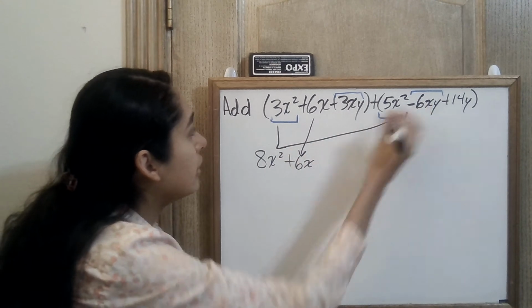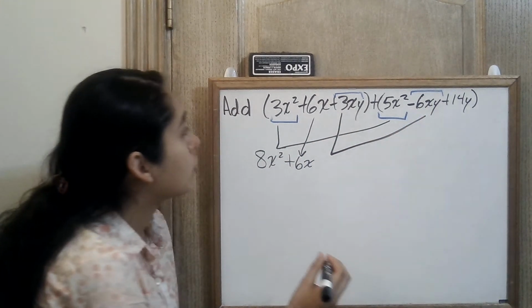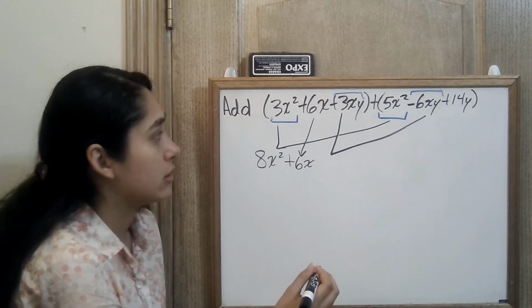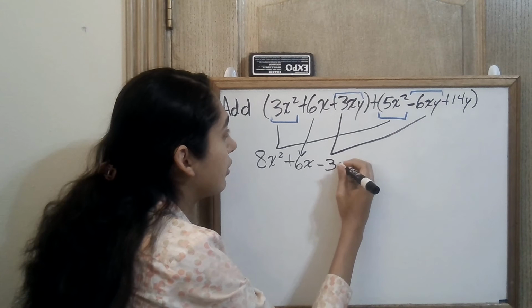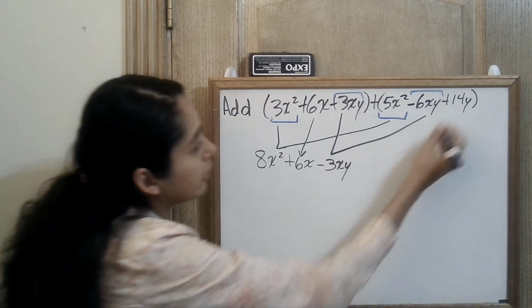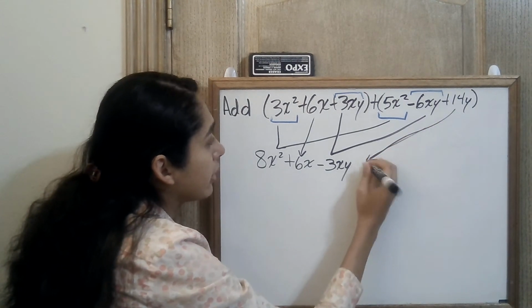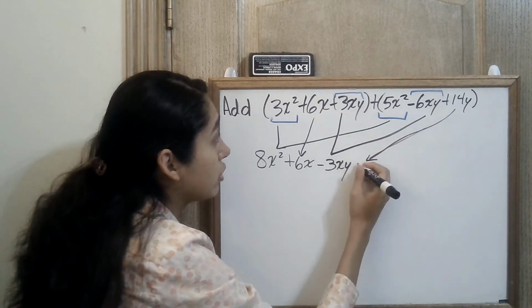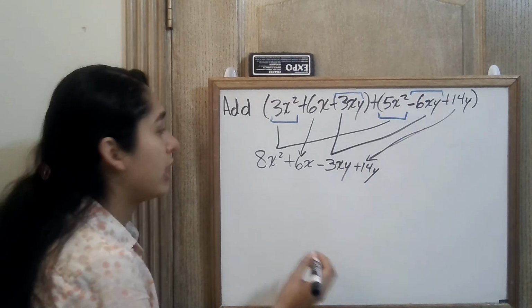Now I need to combine these two. 3 minus 6. I will get negative 3. And I'll drop down the variable. Wonderful. Over here, there's nothing to match. I just drop down the entire term. And this is my answer.